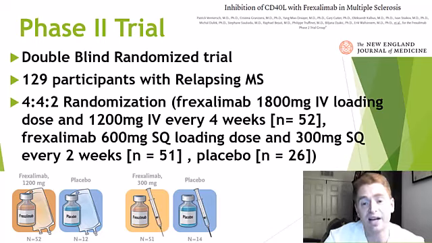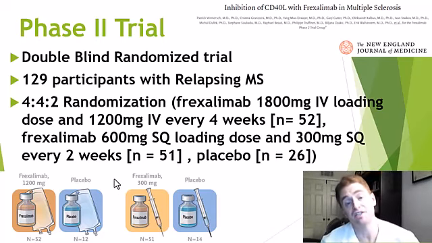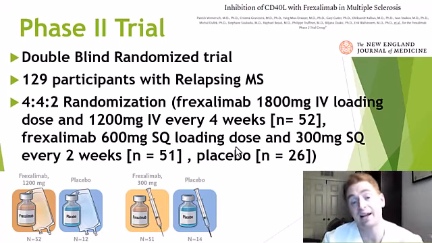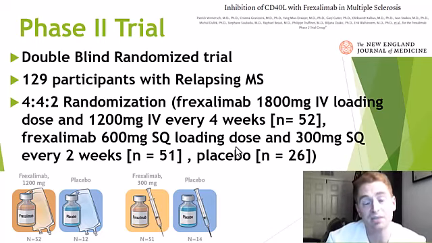Another 40% got the subcutaneous version, 300 milligrams subcutaneous every 2 weeks. So if this formulation got approved, you would give yourself an injection in the stomach or the thigh every 2 weeks, and they gave a loading dose or initial dose of 600 milligrams subcutaneous. And then they had 2 placebo groups, one getting an IV placebo and another group getting the subcutaneous placebo, or else everyone would be unblinded. And together there were 26 people getting the placebo.